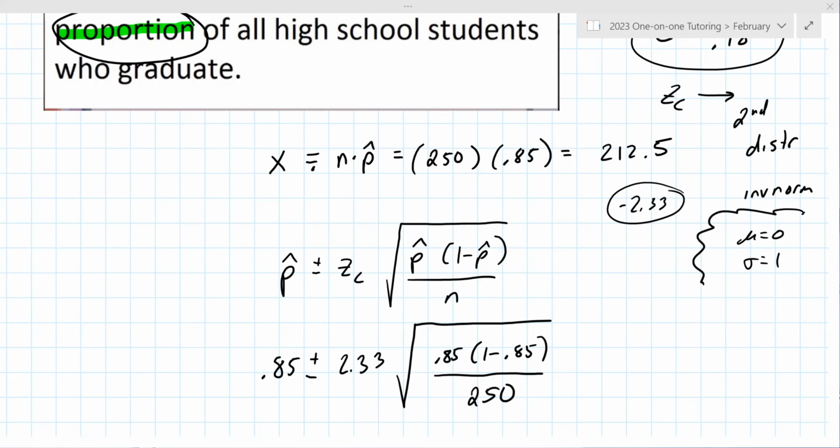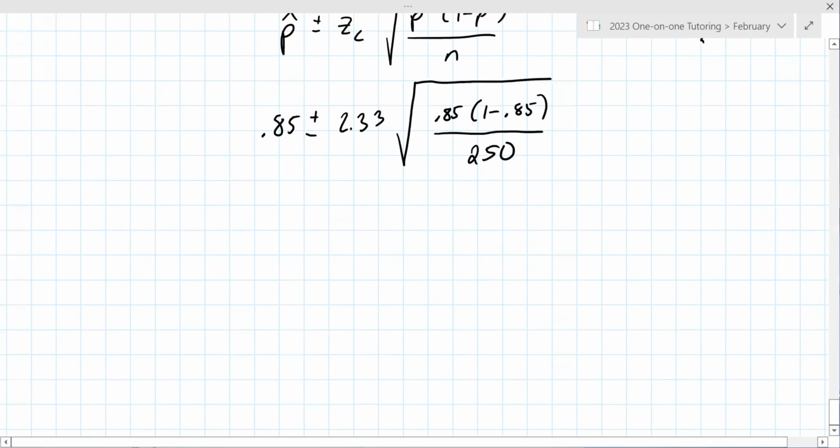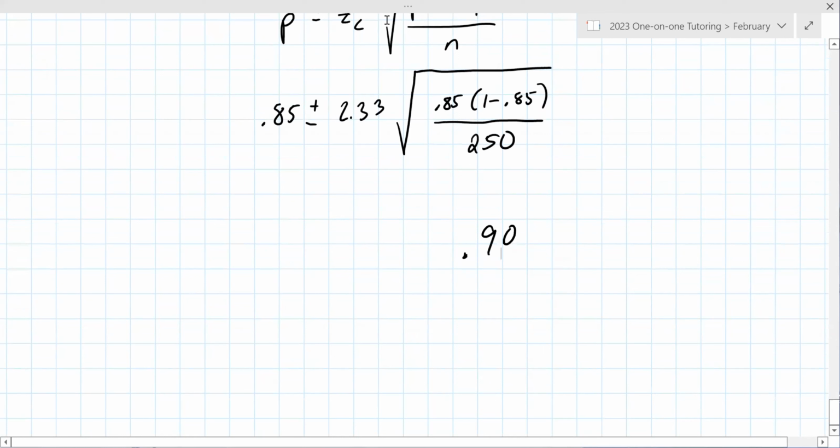0.90. Okay, so that's the upper. Now we just need the lower. So the only thing you're going to change is the plus to the minus. The other one is 0.797? Yes, 0.797. So about 0.80.